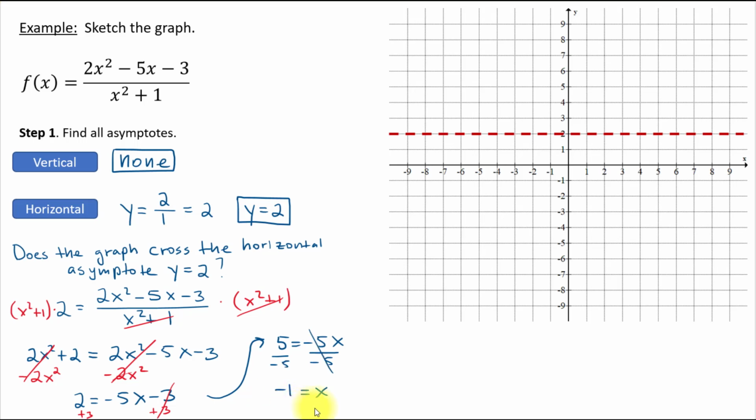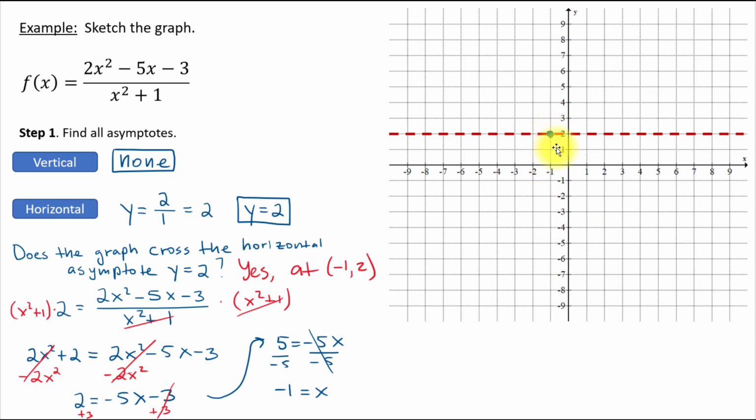Okay, so it looks like we're able to find a solution to this equation. And that means that the graph will cross the horizontal asymptote at x equals negative 1. So basically the point of intersection has coordinates negative 1, 2. And I can already plot this point. Negative 1, 2 is right here.